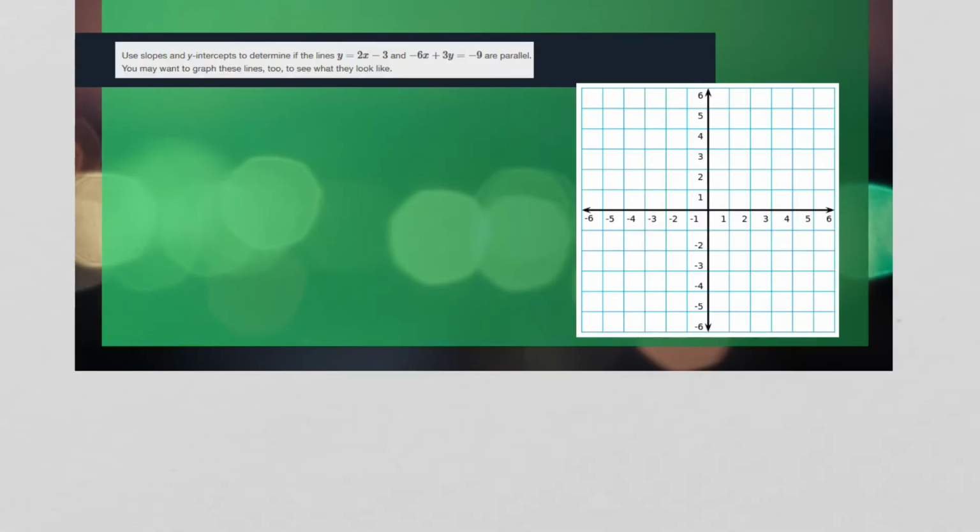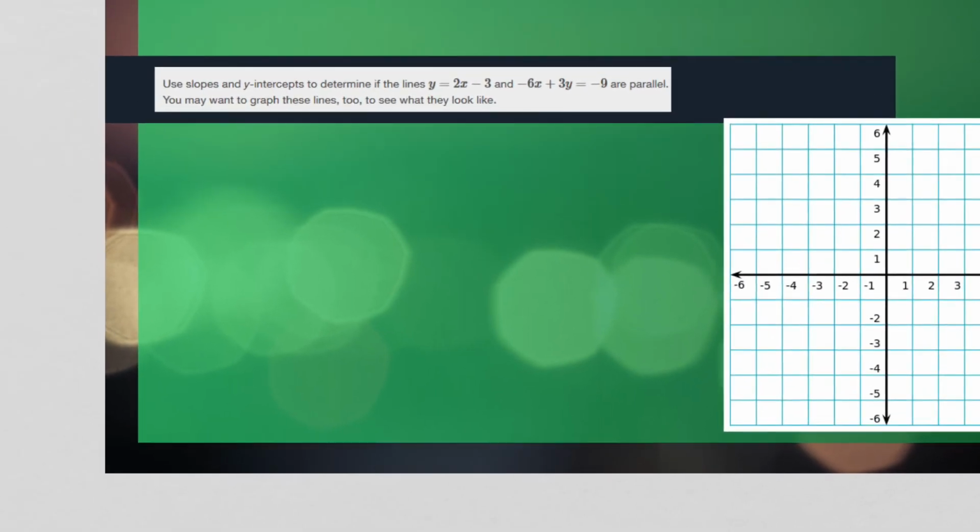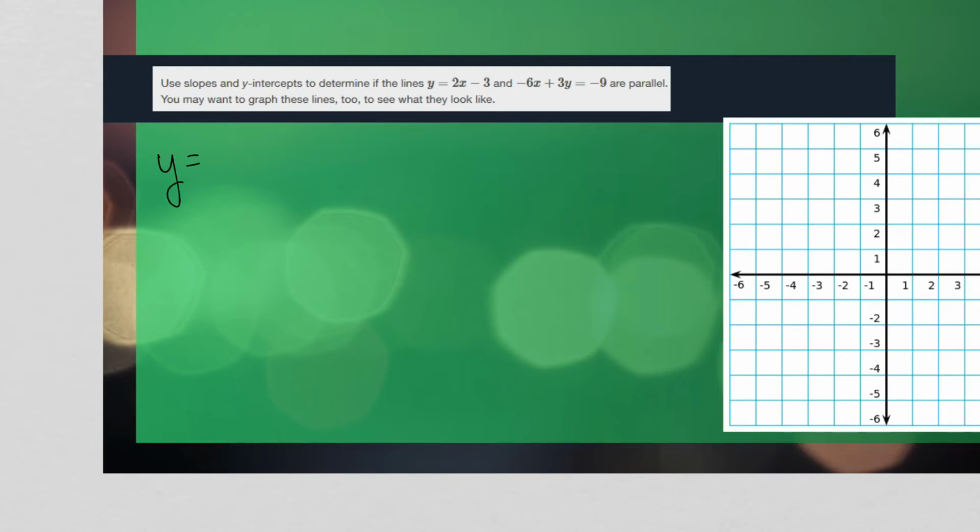All right, so on this one it says, use slopes and y-intercepts to determine if the lines y equals 2x minus 3 and negative 6x plus 3y equals negative 9 are parallel. You may want to graph these lines. All right, so let's see here. We've got y is equal to 2x minus 3. We have a slope of 2, or 2 over 1. We have a y-intercept of (0, negative 3).